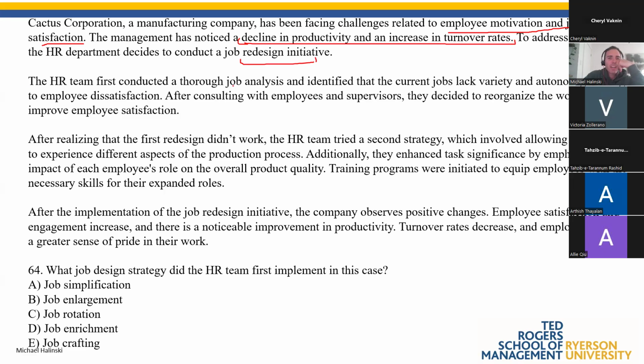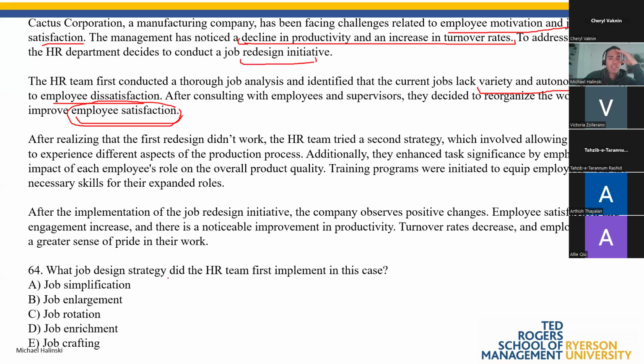The HR team first conducted a thorough job analysis and identified that the current job lacks variety and autonomy, okay, leading to employee dissatisfaction. Okay, so folks are unhappy. After consulting with employees, they decide to reorganize the work tasks to improve employee satisfaction. Okay, so that's kind of like the end goal, to improve satisfaction. I'll tell you what, obviously I know the question. So what we're gonna do is look at the question. Sometimes when you have a beast of a case, read the question first so that as you're going through it, you'll know where to zoom in your attention.